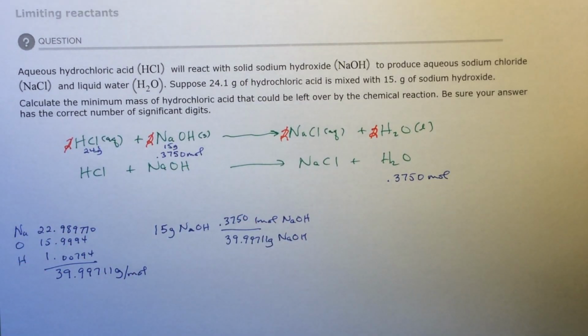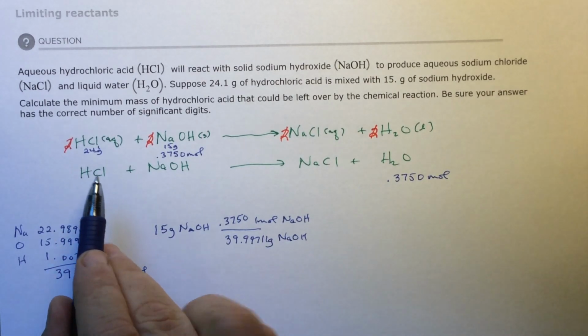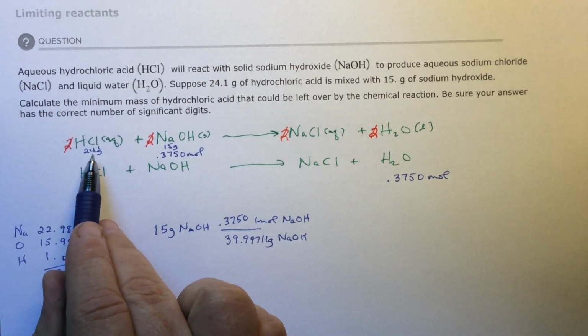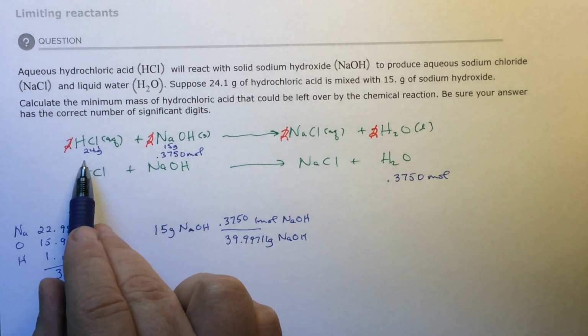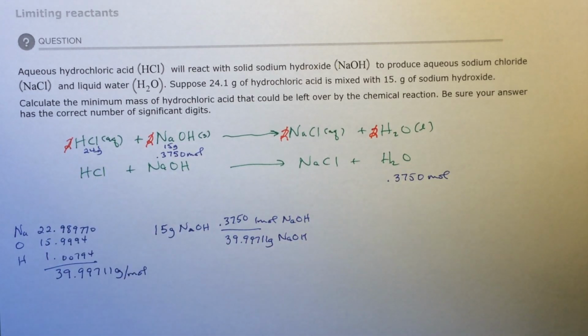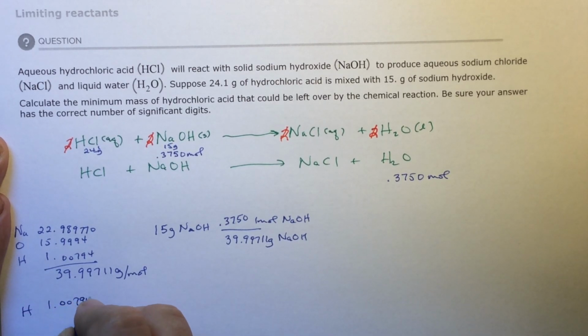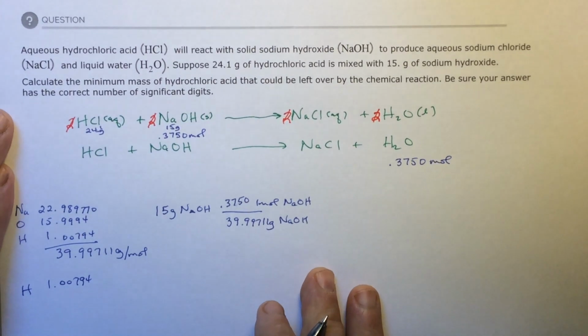Okay. Now, how much water could I make if I have everything else and I have 24.1 grams of hydrochloric acid? So essentially you're doing this twice. So I need hydrochloric acid. H is 1.00794. Okay, let me move this up.